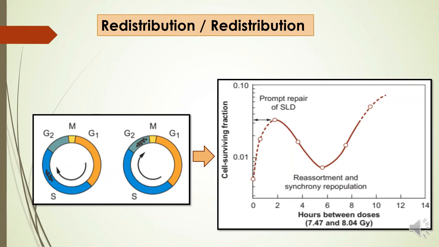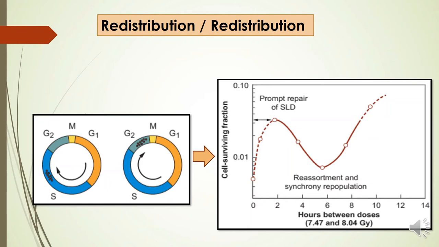Hence, dose fractionation enables more normal tissue to recover between fractions, reducing damage to normal tissue. The ability of normal tissue to repair radiation damage is better than that of tumor, which forms the basis of fractionation. We can see this in the graph, and on the left is the cell cycle. This is for survival of Chinese hamster cells.